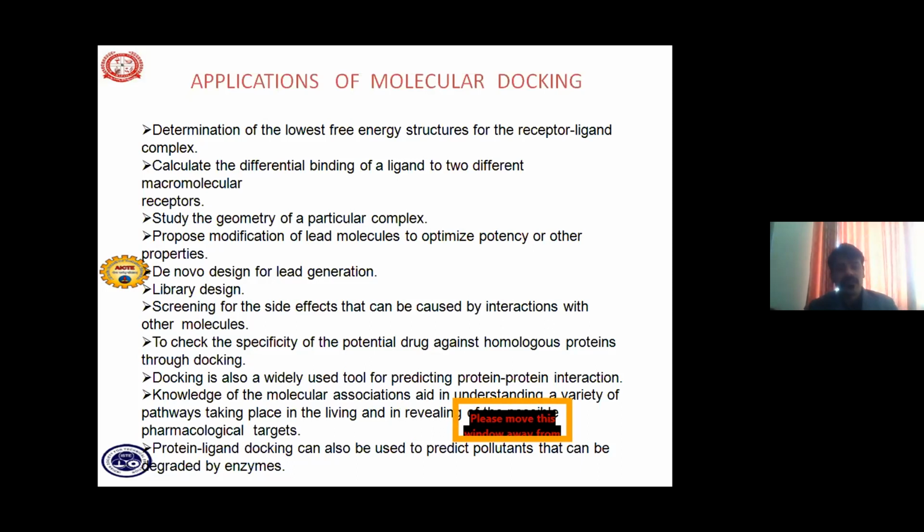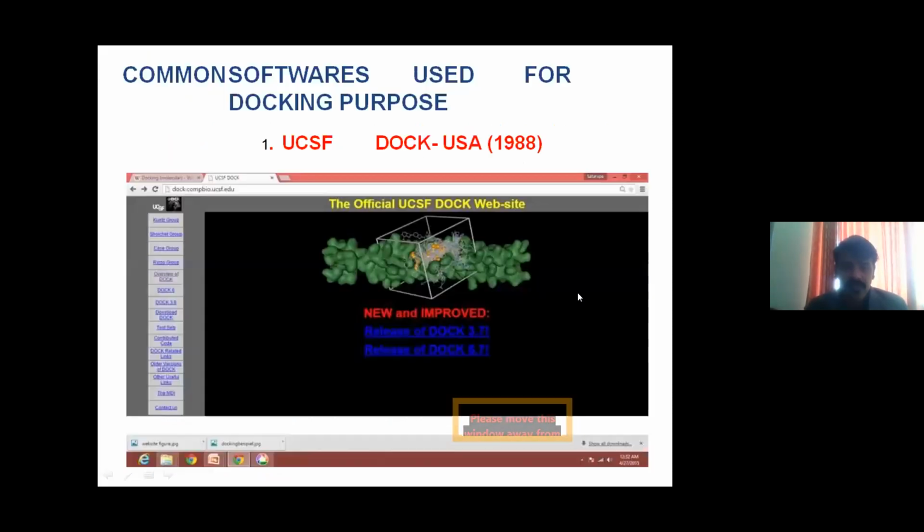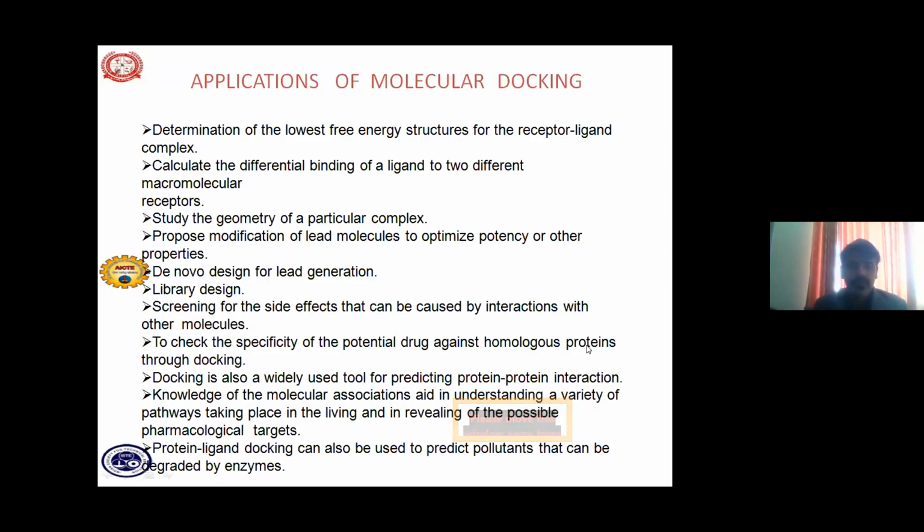Docking is now a widely used tool for protein-protein interactions. There are several things people are looking for. Knowledge of the molecular associations with a variety of pathways you can work out on that. Then docking can be used to predict the pollutants that can be degraded by the enzymes.